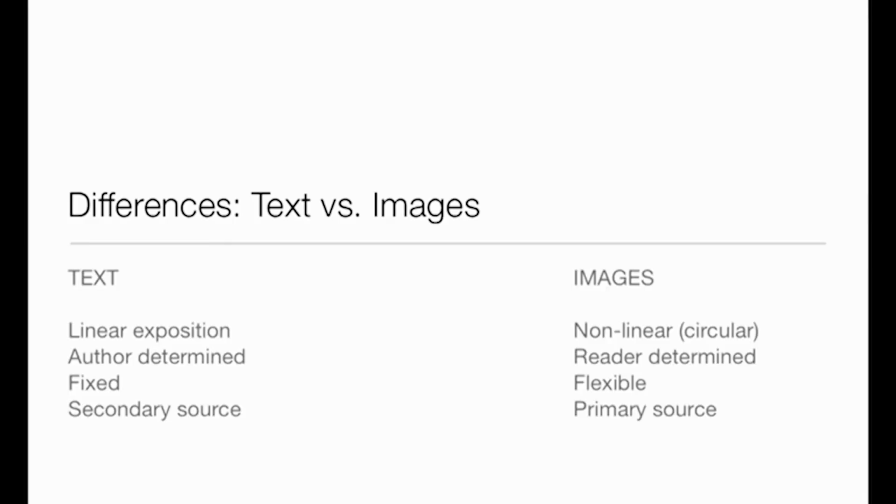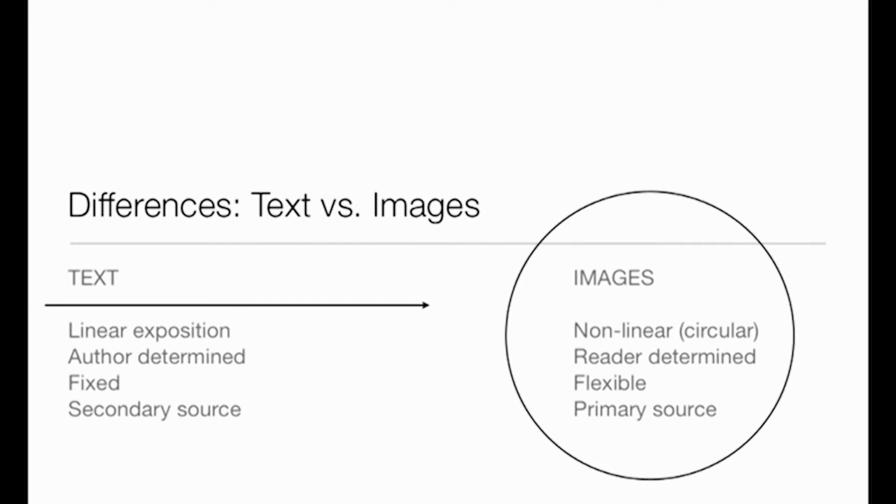So in terms of the narrative, the text is really a hierarchical structure. The author determines what the narrative is, and the reader follows it. On the other hand, the way images work is that they're non-hierarchical, and the reader is asked to explore the narrative, to explore the images and make connections themselves.